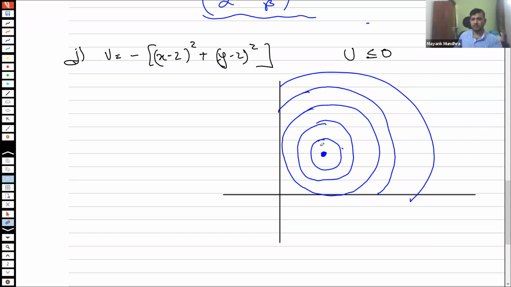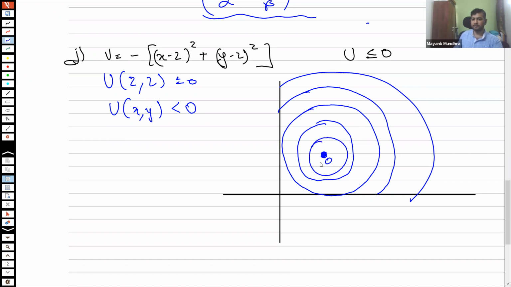That's wrong, because away from the center, it's going to be strictly negative. Your utility is 0 here. At (2, 2), utility is 0. Utility at any other point (x, y) is strictly negative. So this is 0, the most preferred outcome. Everywhere other than (2, 2), you're going to have a negative utility. So you want to be at this point (2, 2). So now the question is, what happens to utilities?